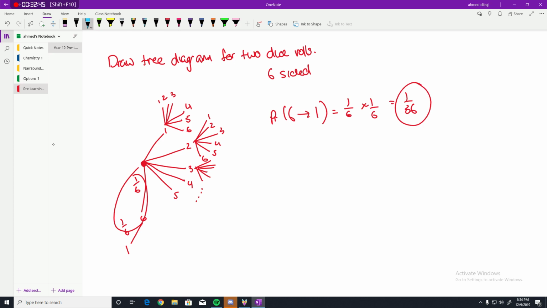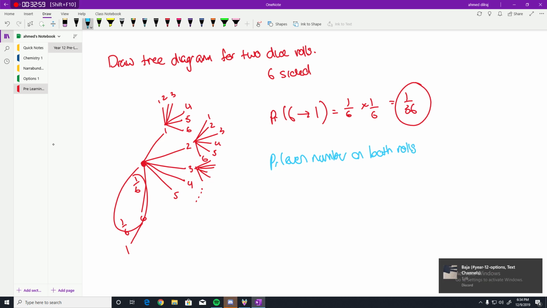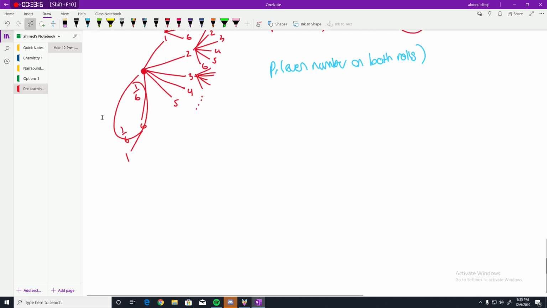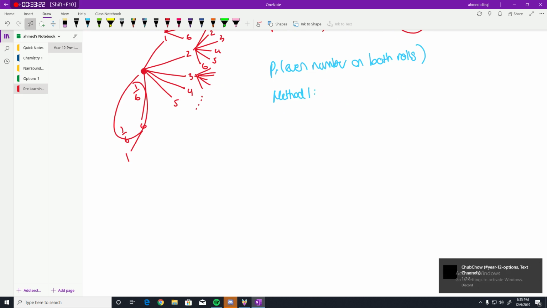Now let me make it a little bit harder. What is the probability of me getting an even number on both rolls? One over 4, 1 over 9, 1 over 4. Okay, so there's obviously two methods to calculate this, right? 1 over 12, all right? Let's try method 1, and let's see who ends up right. Method 1 is just summing up the total probabilities.